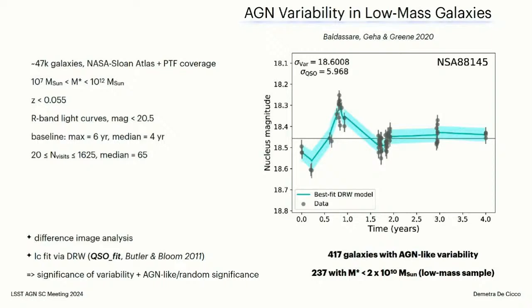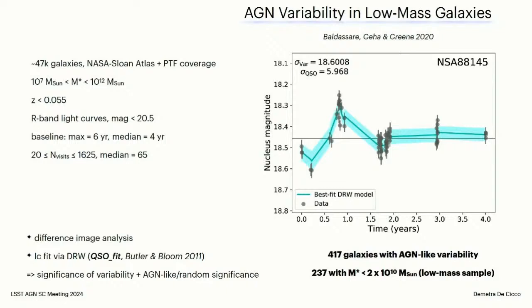Also, another point that I think would be very important in the context of the LSST, what to expect, is the search for low mass galaxies. Now, there is this very interesting work by Baldassare and Gurin of 2020, where they inspect optical variability in low mass galaxies. You see, there are some details here about the sample they use.